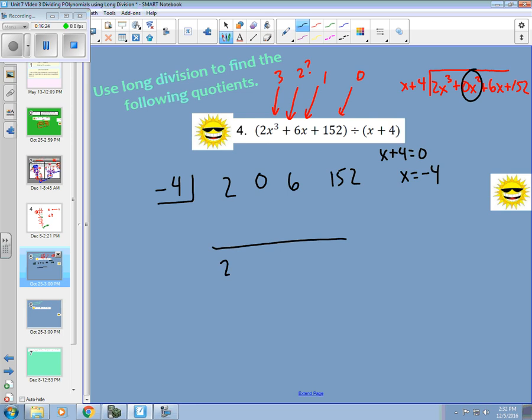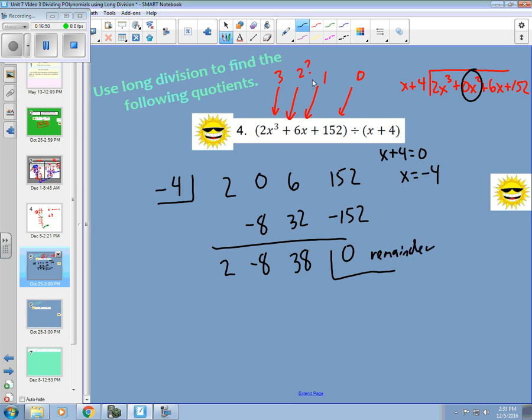Drop down the first number of 2. Now we're going to multiply. Negative 4 times 2 is negative 8. Add the columns. 0 plus negative 8 is negative 8. Multiply again. Negative 4 times negative 8 is 32. Add the column up. Multiply again. Negative 4 times 38 is negative 152. And we get a remainder of 0.